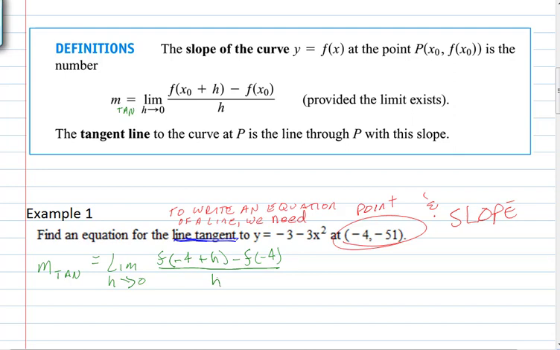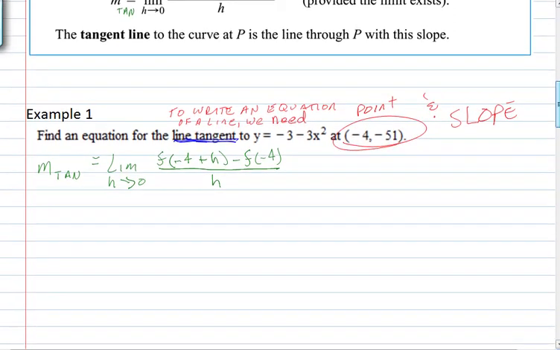Any questions about that so far? Nope. Our function is negative 3 minus 3x squared. Are we ready to find the slope of the tangent line? We have our point, x and y. We're okay with that. So let's find the slope of the tangent line now. What is this going to be? This is going to be the limit as h approaches 0 of negative 3 minus 3 times negative 4 plus h squared minus, yeah, that's the x value of the point.